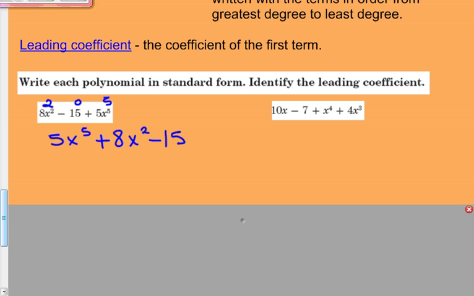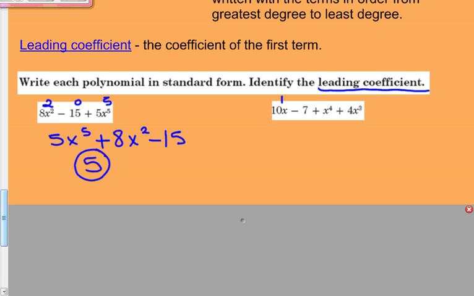Now, the leading coefficient, we also have to put in our answer, because that's part of our instructions. It's the coefficient of the first term. That's your number right in front of your variable, and this time it's a 5. Remember, that's the leading coefficient, not necessarily the degree. Happens to be the same this time, but it won't always be. All right, so here we go.